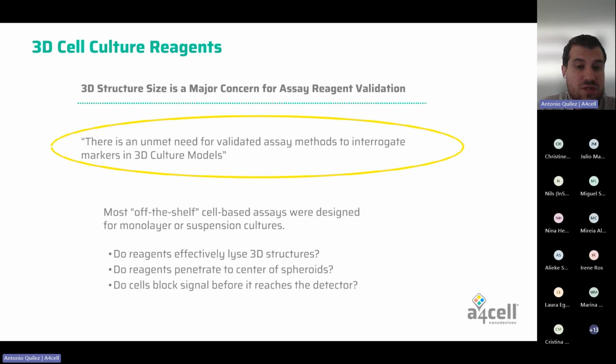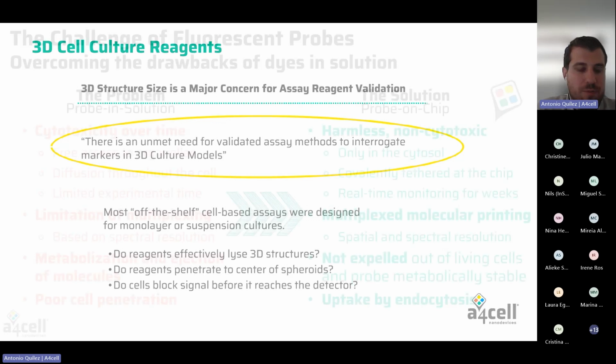So we need to ask ourselves, in the case we are lysing these kinds of structures, do reagents effectively do their job? Do these dyes or reagents penetrate to the center of the spheroids? Is diffusion good enough to allow this? Or do cells block the signal before it reaches the detector because the thickness is too high, and we are missing the light excitation in the case of the microscopy sample? So these are some questions that help me introduce our SpheroCHECK technology.